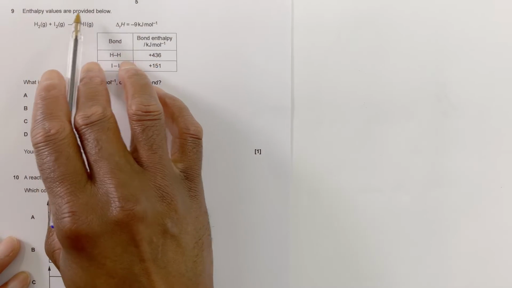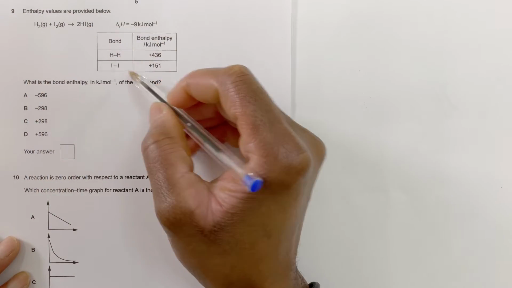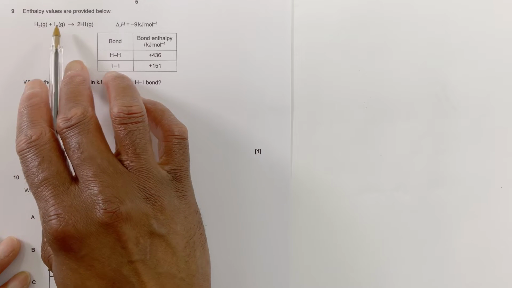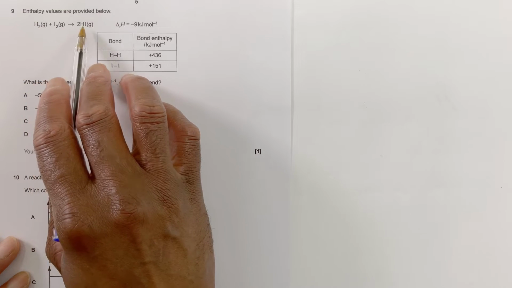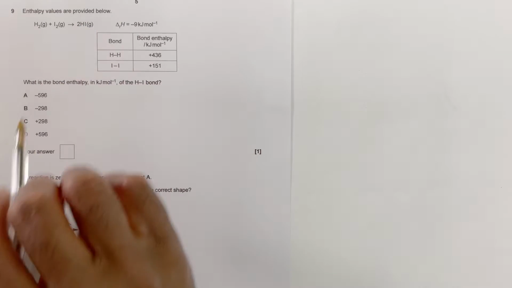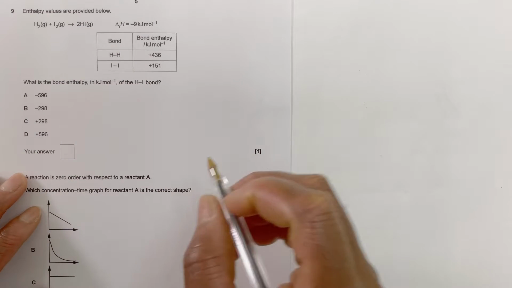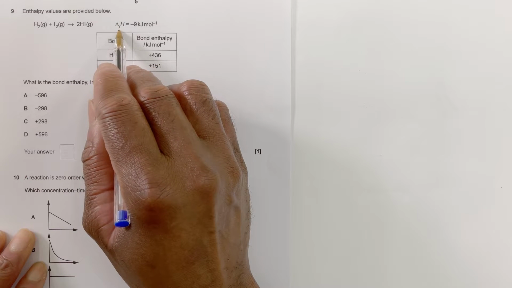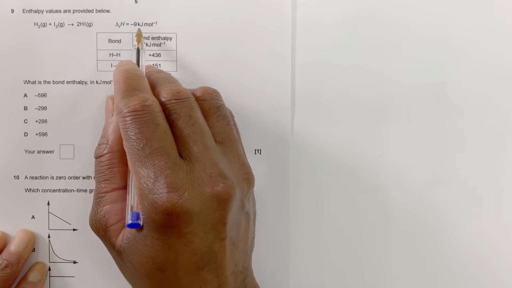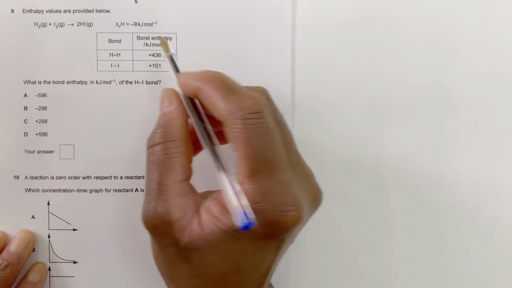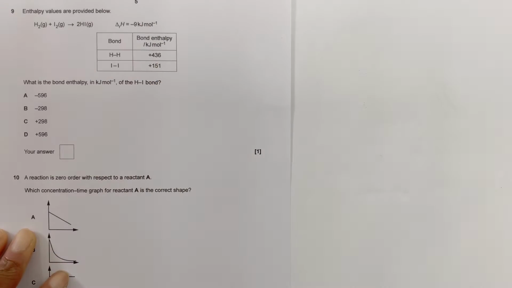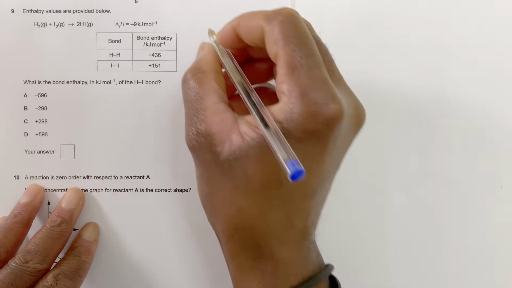Enthalpy values are provided below. We've got the reaction of hydrogen gas plus iodine gas to give you hydrogen iodide. The enthalpy of reaction is minus 9 kilojoule per mole. Minus indicates exothermic.